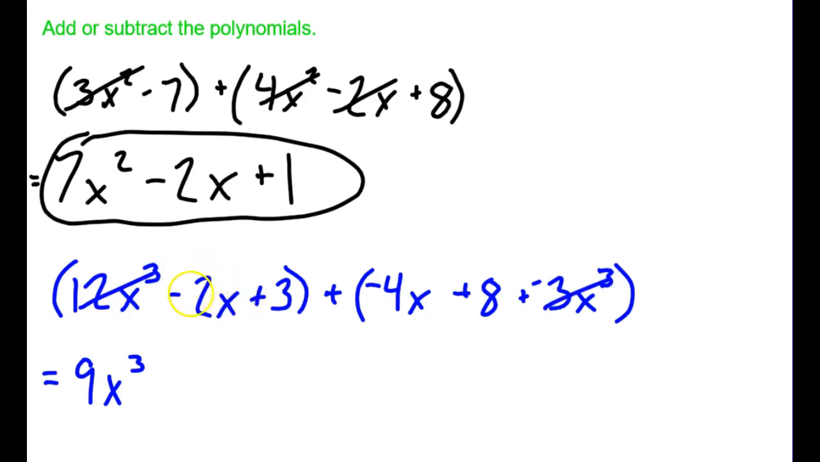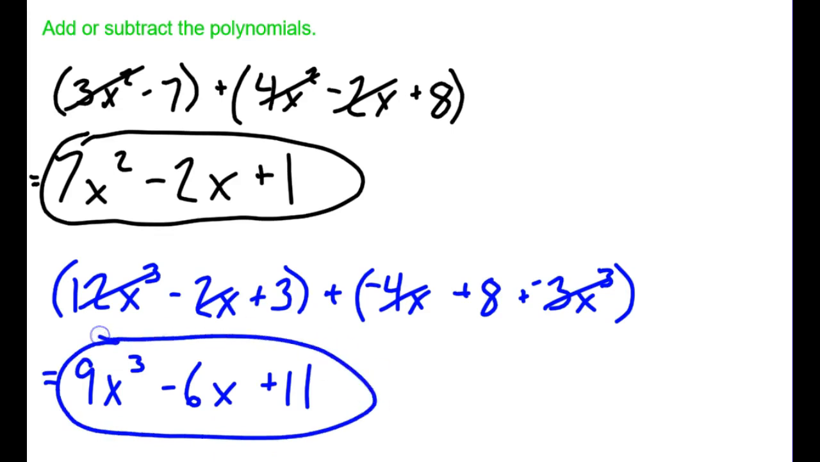Next highest term is an x to the first. We have a negative 2x plus a negative 4x, which is a negative 6x, so we have minus 6x. And now we have our constants. 3 plus 8 gives us 11. So we were subtracting two polynomials. Our result is still a polynomial. Polynomials are closed under the operation of subtraction.